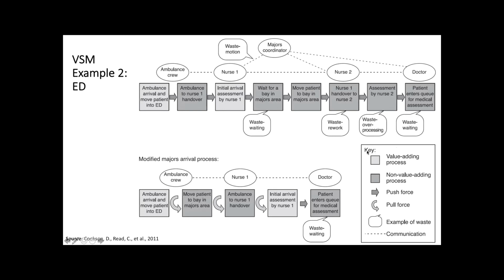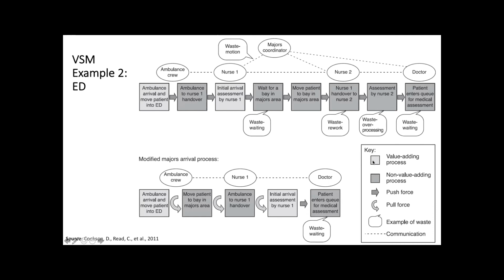And here you can see from the key, or this little dictionary on your map, that the square with the light gray shows a value adding process, the dark gray a non-value adding process. This is the push force, so this is the push of the patient or the flow of the material, and then this dotted line shows the flow of the information or the communication, and all of these other icons and so forth. So even if you use some other icons for your value stream map, that's perfectly fine.